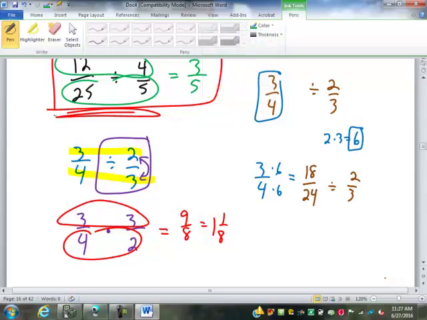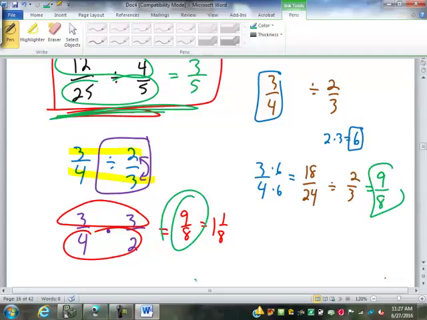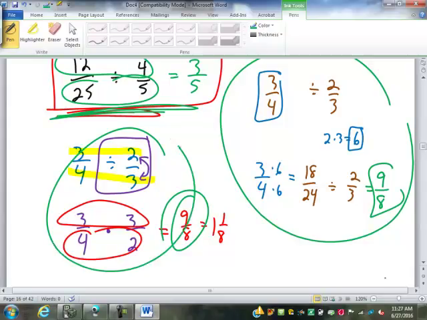And now, just like we did up here, we're going to divide straight across. What is 18 divided by 2? 9. What's 24 divided by 3? 8. Same answer we got over here. So now the million-dollar question is, how did we get from this to this, just flipping it over and multiplying by the reciprocal? It's not as far off as you would think.